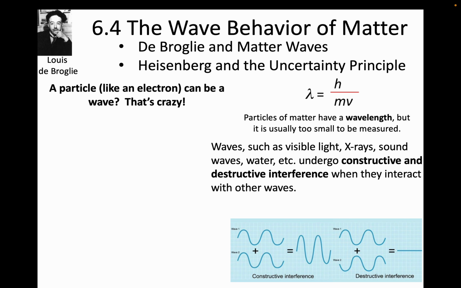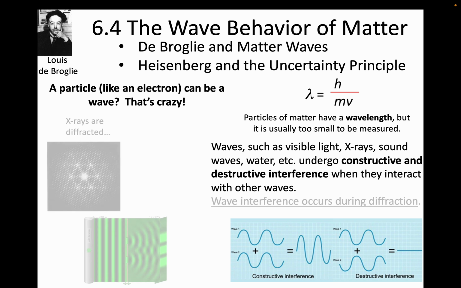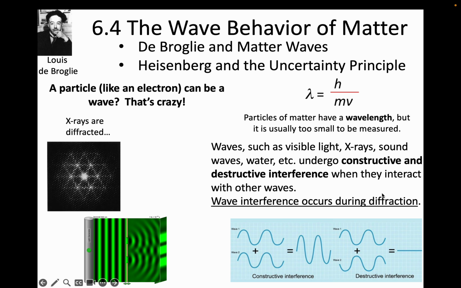Now, waves such as visible light, X-rays, sound waves, the things that we've seen in water, undergo constructive and destructive interference when they interact with other waves. Diffraction is a phenomenon illustrating wave interference. So we looked before with a simulation at how we could have waves interact and then this resulting interference pattern.